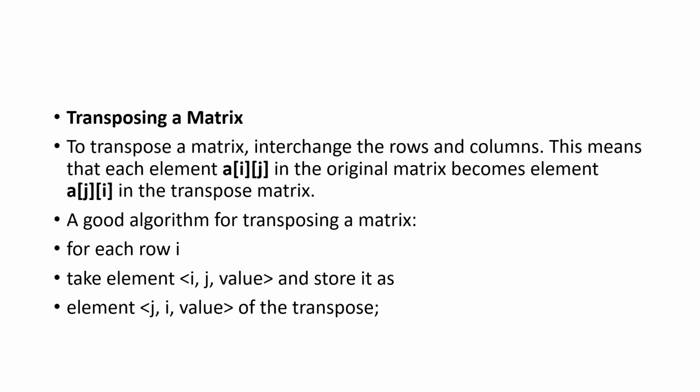Transposing a matrix. To transpose a matrix, interchange the rows and columns. This means that each element A of ij in the original matrix becomes element A of ji in the transpose matrix. A good algorithm for transposing a matrix: for each row i, take element ij value and store it as element ji value of the transpose.